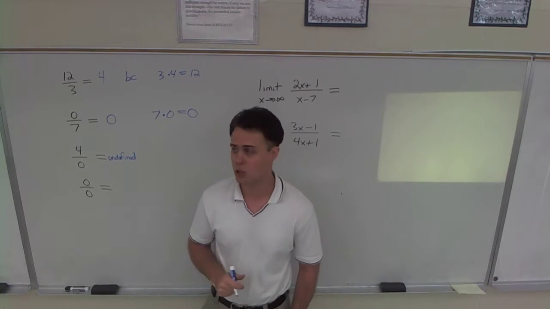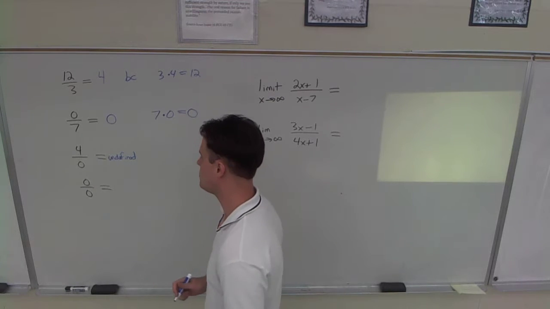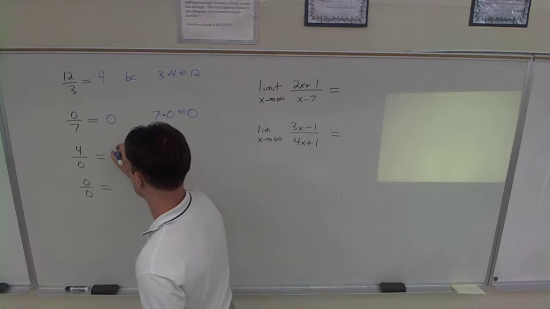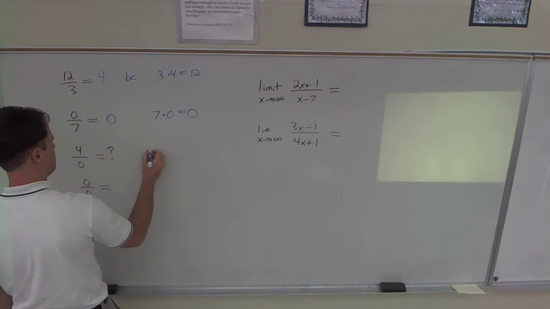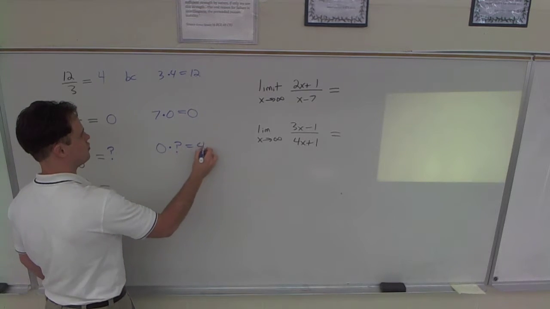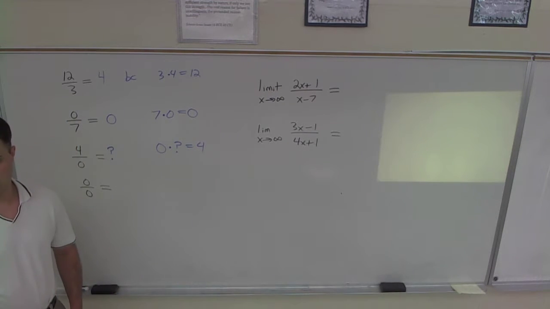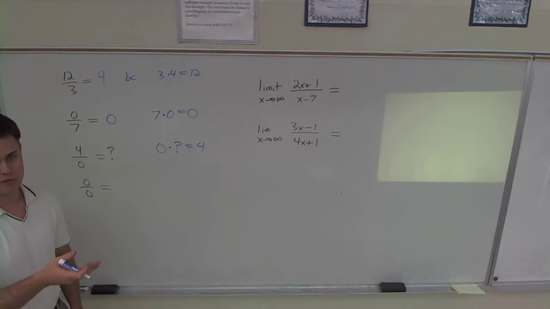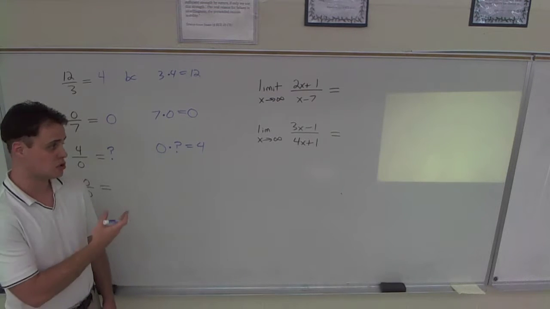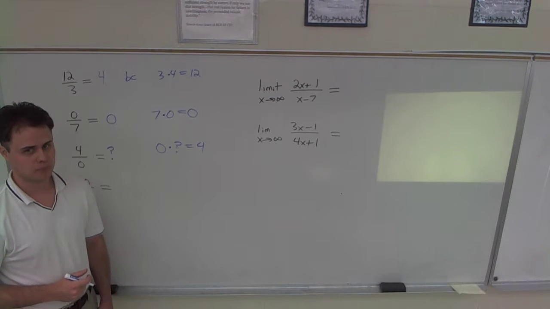But another way you can think about it is a multiplication problem. What multiplication problem is this? So instead of saying undefined, let's just say question mark. 0 times question mark equals 4. What do you put in that question mark? 0 wipes out everything. It can't make something into 4. And that's really why that has no definition. So there's another way to think about it.